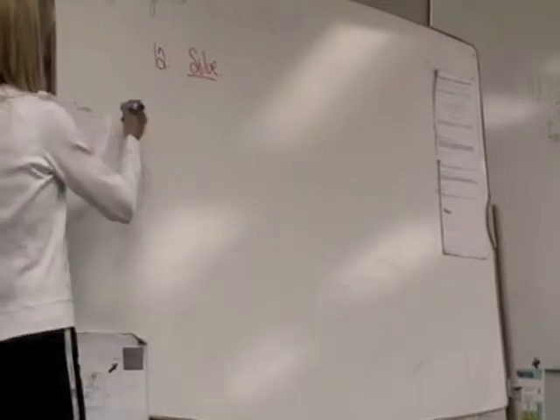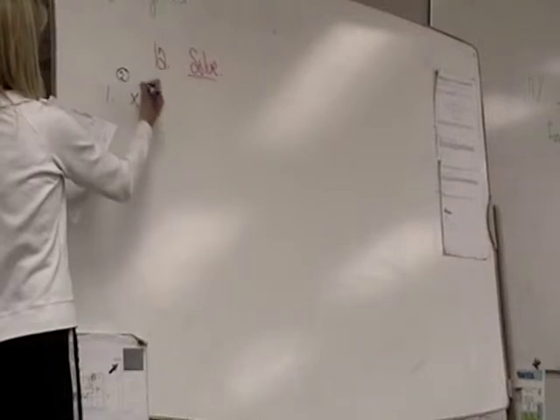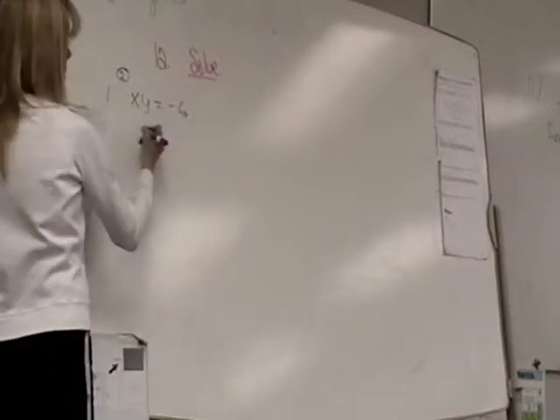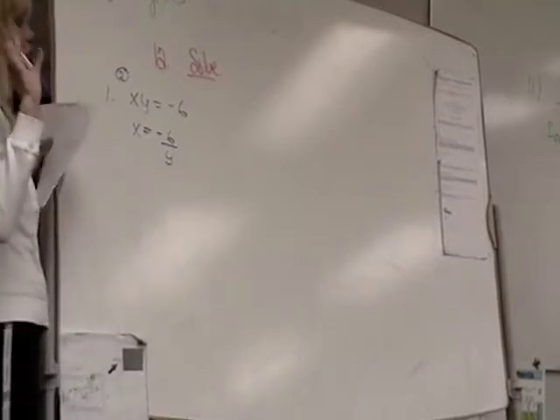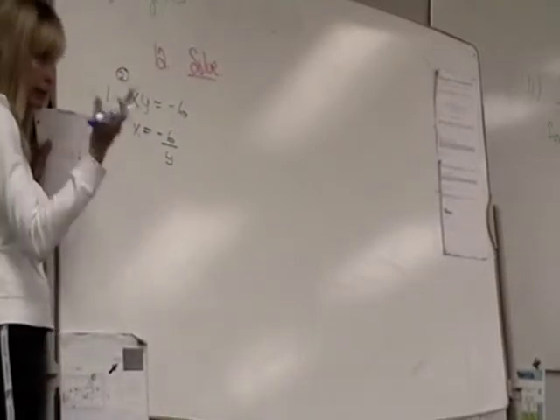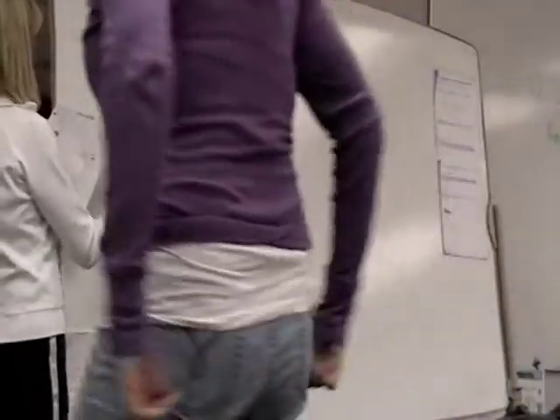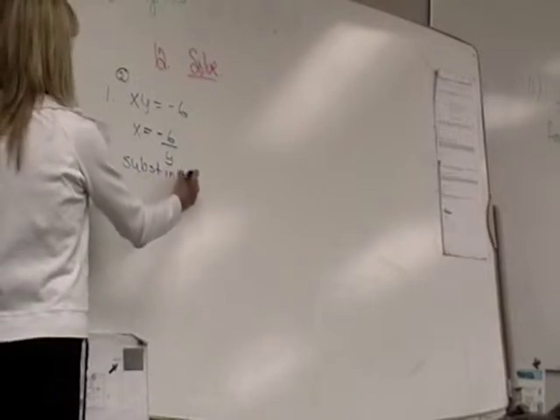Okay. So number 1, what you want to do is get a letter by itself. In equation 2, I would just get, say, x by itself. So you're going to divide, and you get negative 6 over y. This is just one way to do it, so some of you might not be able to correct your work because you did it a different way. Then what I would do is substitute into equation 1.